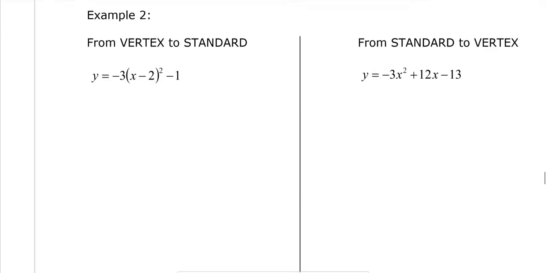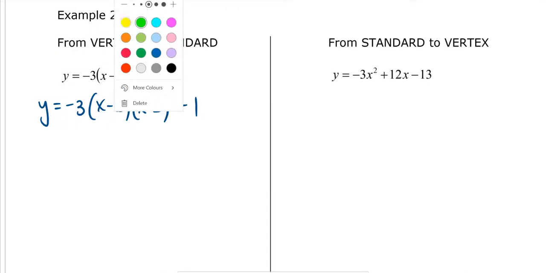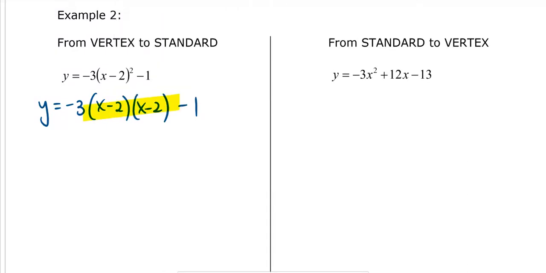So again, let's go from vertex to standard. So y equals negative 3 times x minus 2 squared minus 1. So I'm going to expand. So y equals negative 3. Expand the bracket, so x minus 2 times x minus 2, and then minus 1. So when you expand this, do the brackets first, okay? So leave the 3 outside, so minus 3. Then we're going to have, okay, x minus 2 times x minus 2 is x squared minus 4x plus 4.